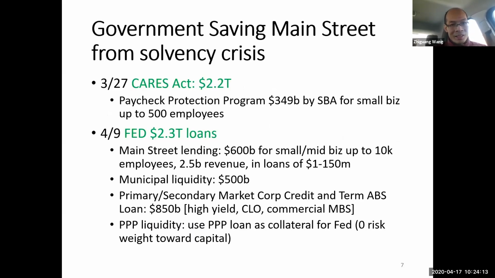And then on the fiscal side, the federal government is also trying to save Main Street from a solvency crisis. So we're potentially turning from a liquidity crisis into a solvency, or more fundamental, economic crisis. We had this CARES Act, which I thought we covered in the previous webinar, and that was $2.2 trillion. The flagship program was the PPP, the Paycheck Protection Program, at $350 billion, managed by the SBA for small businesses. Also related, the Federal Reserve is willing to support those loans, $2-3 trillion of loans related to this CARES Act.